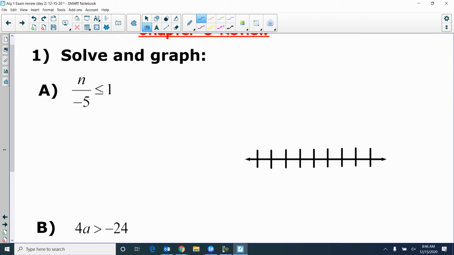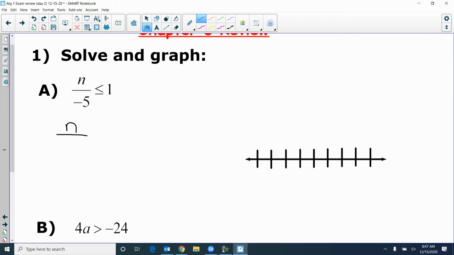Alright, for this first one here, n divided by -5 is 1. Our whole goal is to get n by itself, and then you got that graph there to the right. You start by labeling the graph. I'll wait to label it until I know what the answer is. You put a closed dot. No, we gotta do this first.